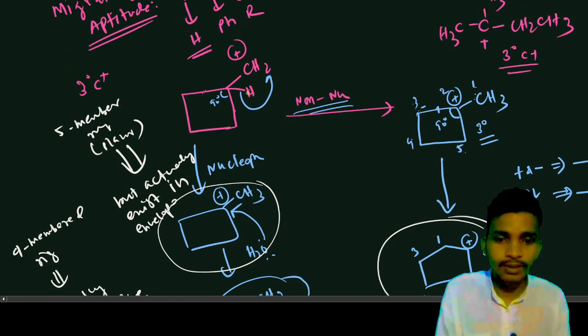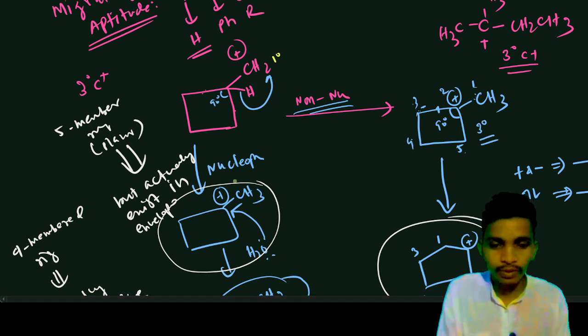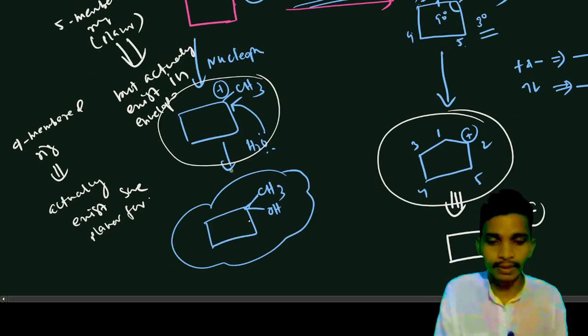In this case, this is a 1-degree carbocation. So here the nucleophile will not attack. So a quick rearrangement will happen, that is, it shifted to a 3-degree carbocation. Then the nucleophile will attack and you will get the product.